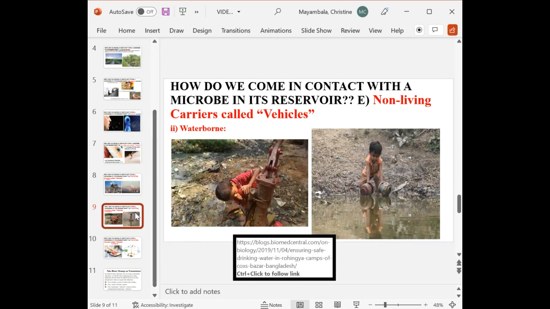Another example, this is on slide 10. We have another example of non-living carriers or vehicular transmission. In this case, we're talking about waterborne, contaminated water. Contaminated water is a big, big source of transmission of microorganisms, especially in areas where people are poor and they don't have good water supply systems. They can get water from wherever they happen to find it, and you can see those little kids. They are definitely picking up water that has a very, very high risk of having organisms that naturally live in that water. But if you drink that water, then those organisms are going to become pathogenic.